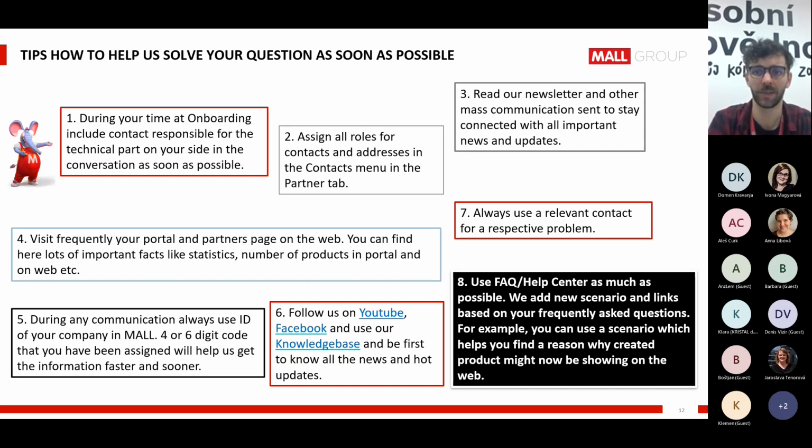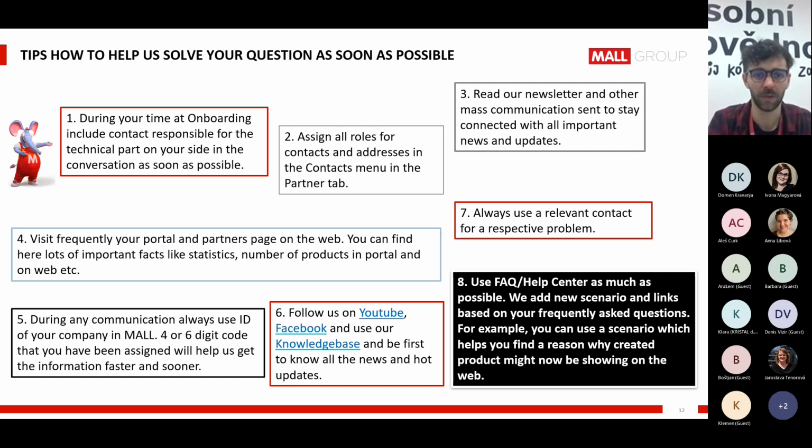Third point we have here is read our newsletter and other mass communication sent to stay connected with all important news and updates. I think each month we send a newsletter that contains any news and recommendations for upcoming time, and also if something is going up, for example, I would mention the COVID situation where we were sending mass information about, for example, the VAT rates for respirators. So we send that in a mass email communication. So please also always read what we are sending to you in these emails, because it is most important to be up to date, so that, for example, you are meeting the conditions that is required by law.